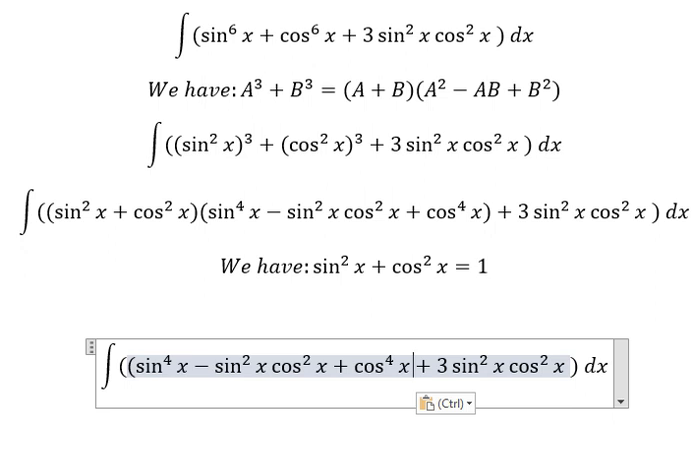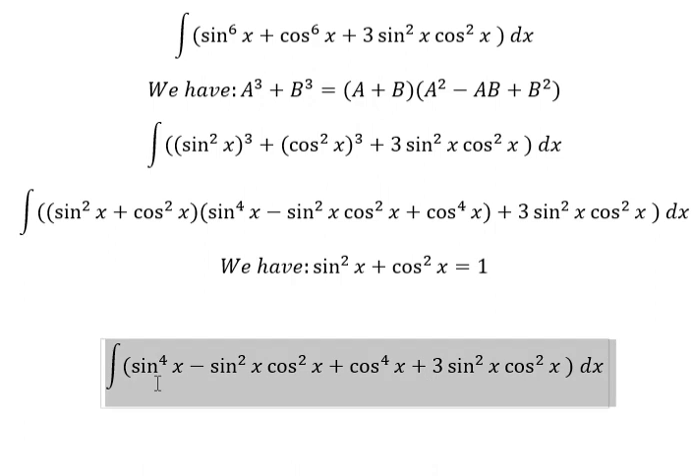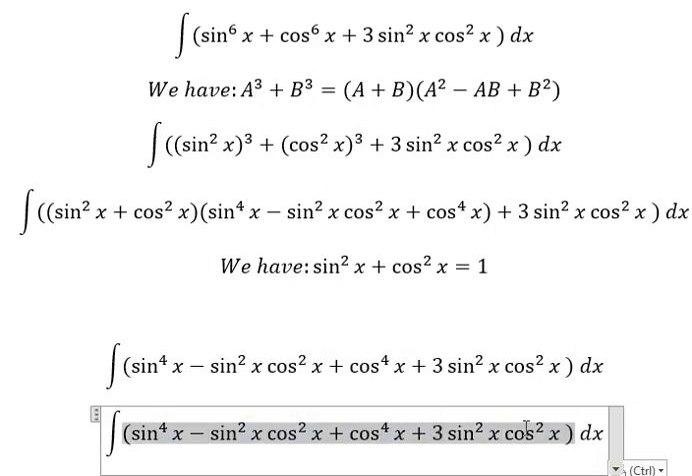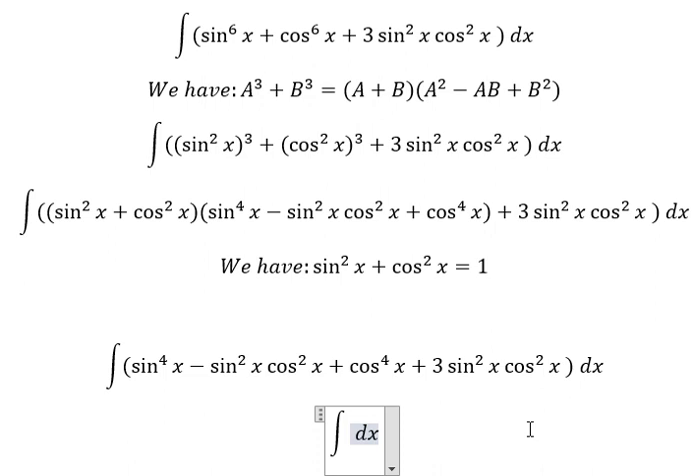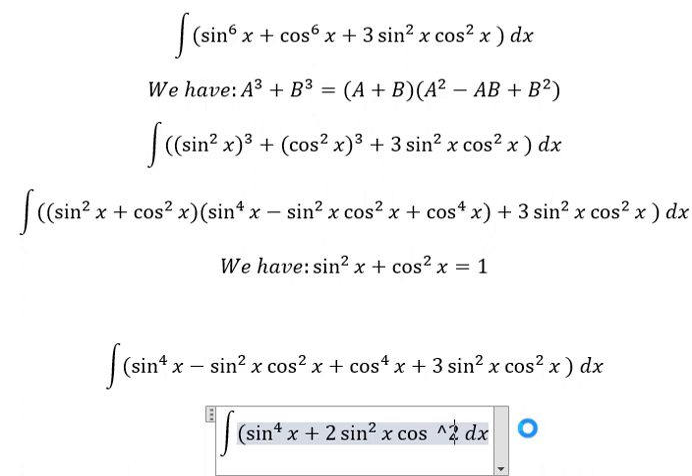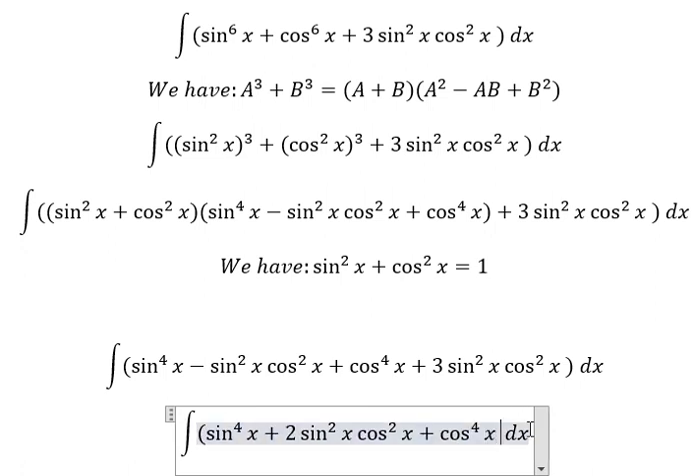So we have this one, number 3 minus number 1. We simplify, and we just have only sine s to the power of 4 plus number 2 sine s square cosine s square, and we have cosine s to the power of 4.